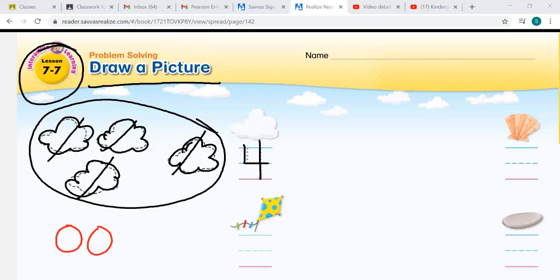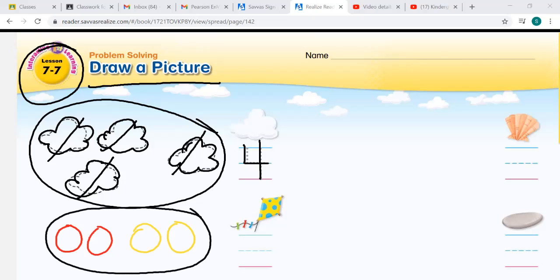And then there are 2 yellow kites in the sky. So how many kites are there all together? So we're going to join our groups, right? And let's count and see how many there are all together. 1, 2, 3, 4. There are 4 kites all together.